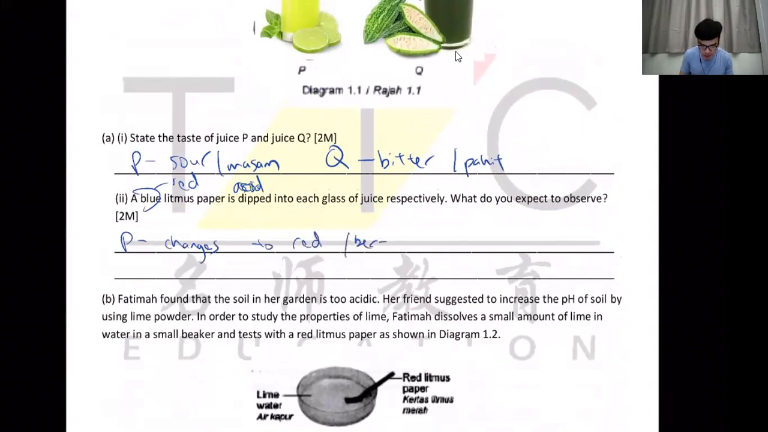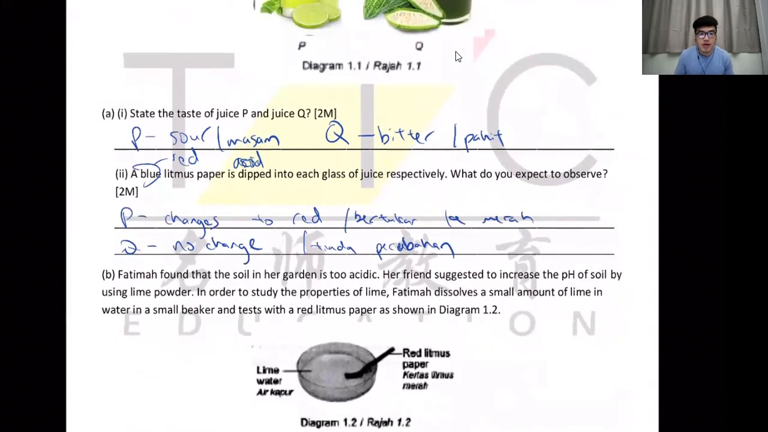Okay, it turns red. Whereas for Q, there will be no change. Okay, no change, because Q is bitter gourd. If something is alkaline, you don't use blue litmus paper. Okay, you're going to see nothing.